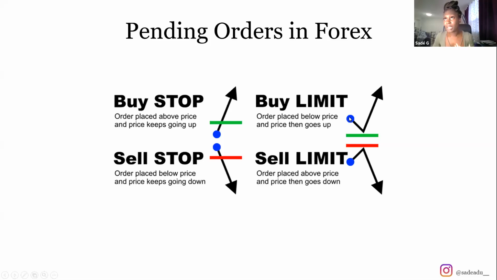Cool. Buy limit is a little bit different because you're looking in terms of reversals, right? So your order is placed below price, so market is moving down to your entry price, filling your order, and then going up. So this is why I say in terms of a reversal, right? Sell limit, obviously the flip side, order is placed above price, and then market moves up towards your entry price and continues to go down.